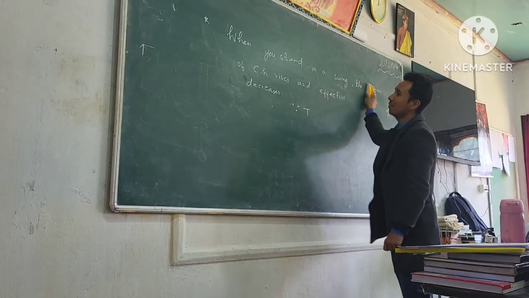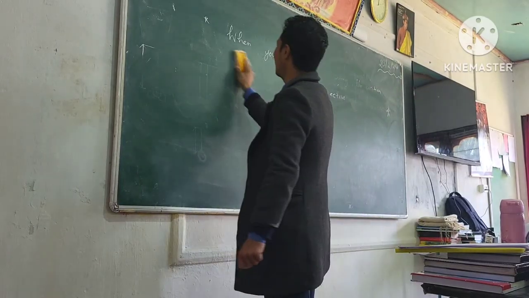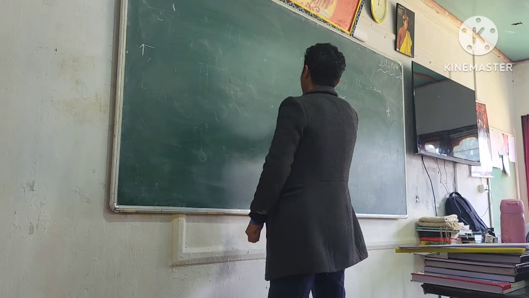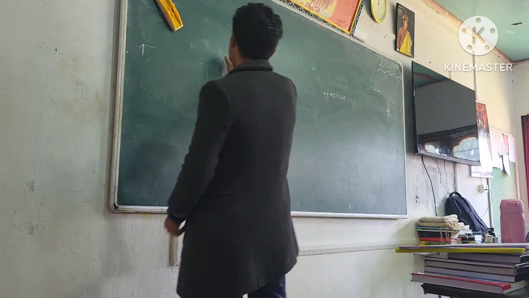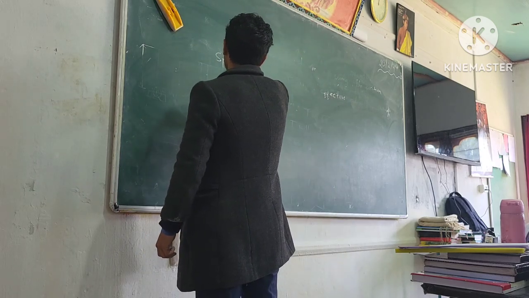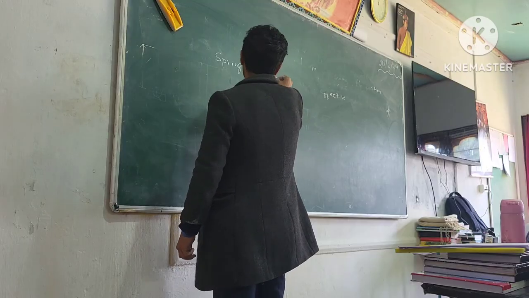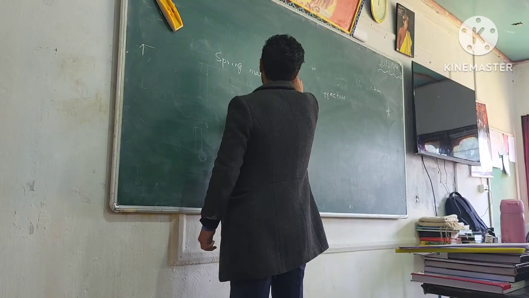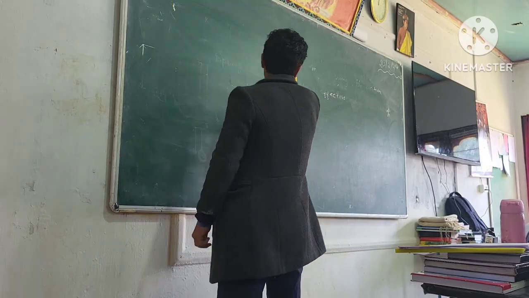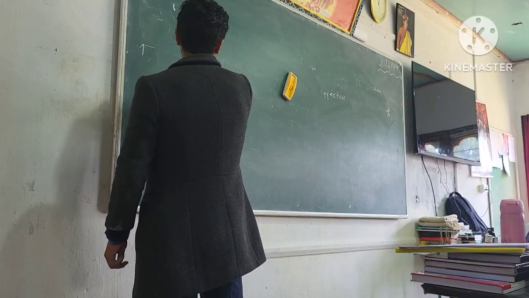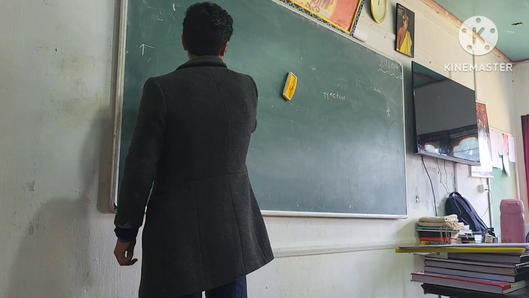What is the time period of an oscillating mass-spring system? Before I go to this, there is a concept called the ideal pendulum. Do you know what an ideal pendulum is?